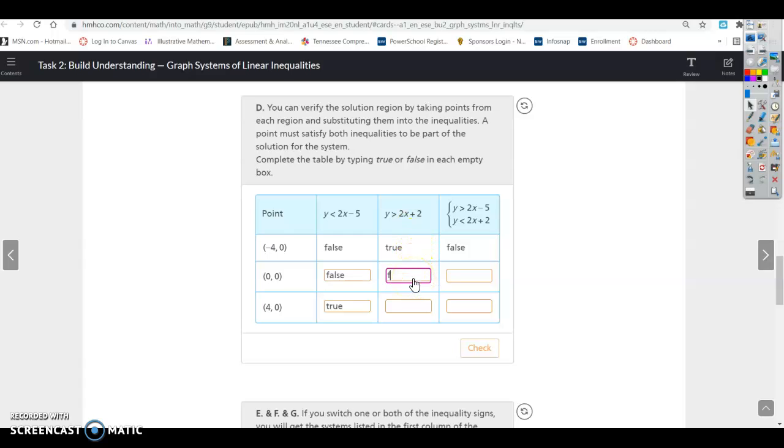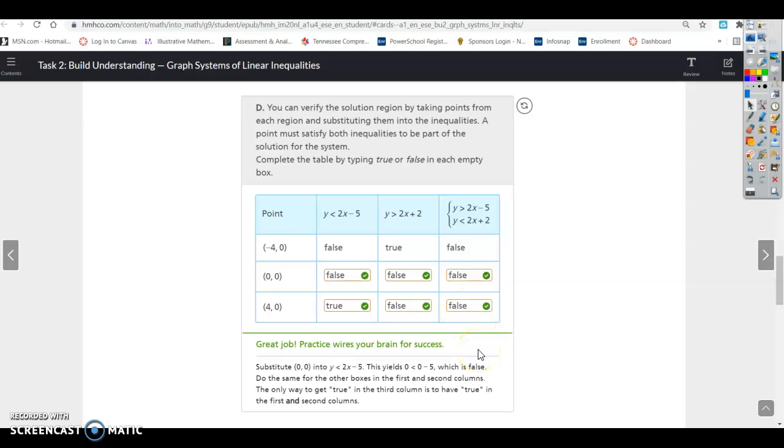0 is not greater than 2. All right, and 8 plus 2 is 10. Is 0 greater than 10? No. And then false, false is false. And true, false is going to be false. Remember, it has to work for all of them for it to be true.